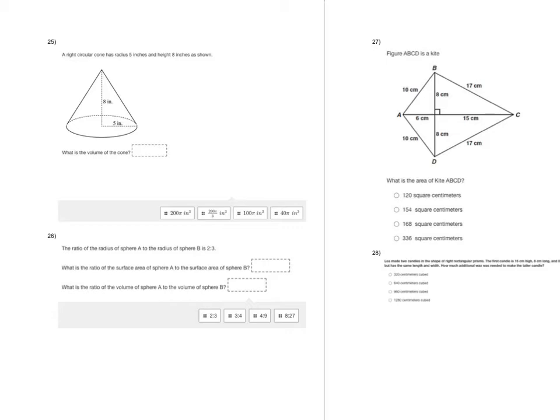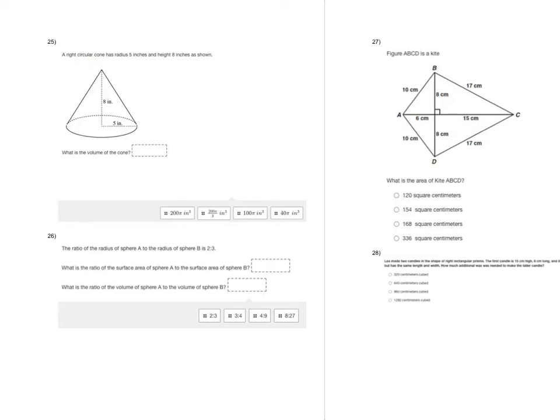The base is a circle, and the vertex here at the top is directly above. It forms a right angle to the center of the base. You could have an oblique cone where it's slanted off to the side, or you could have a different shape, an ellipse for the base. It doesn't have to be a right circular cone. But typically when we just say cone, we think about a right circular cone.